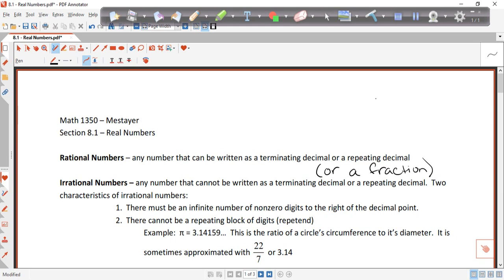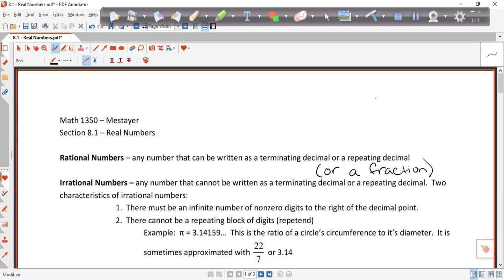This is any number that cannot be written as a terminating decimal or a repeating decimal. Two characteristics of irrational numbers are, one, there must be an infinite number of non-zero digits to the right of the decimal point. It means it goes on forever. And there cannot be a repeating block of digits, so no repetend.